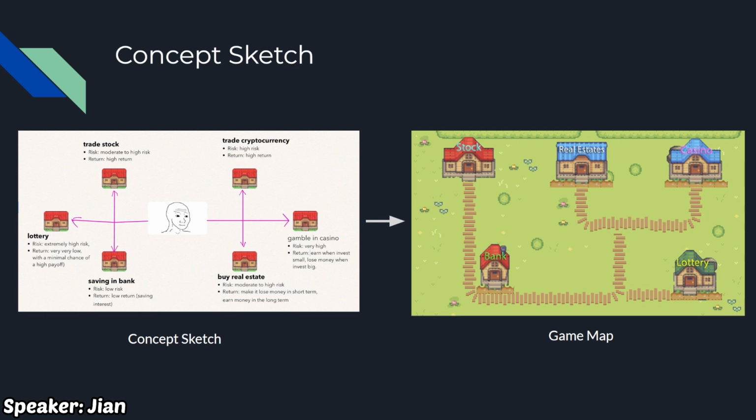For example, you can trade stocks in the stock building, and stocks are risky, but with high risk comes high return. You can also go to the bank to save money. It's low risk, but with low return. After the sketch, on the right-hand side, you can see I made a map and put the building images on it via Photoshop.